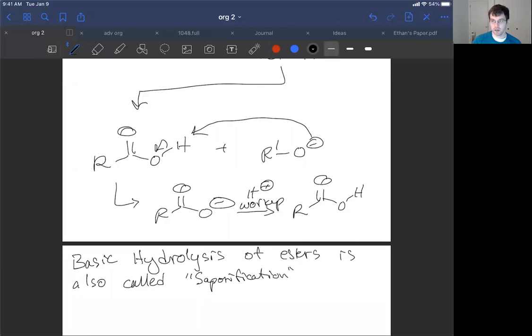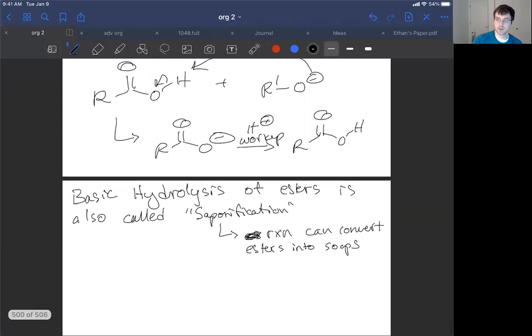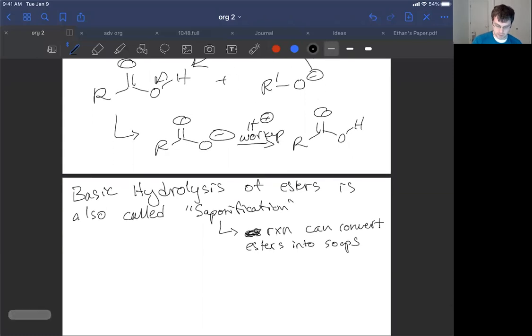Saponification. Now the reason why it's called this is because the reaction can convert esters into soaps. So hence saponification. Soapification, if you want to think about it that way. All right, so some background here.